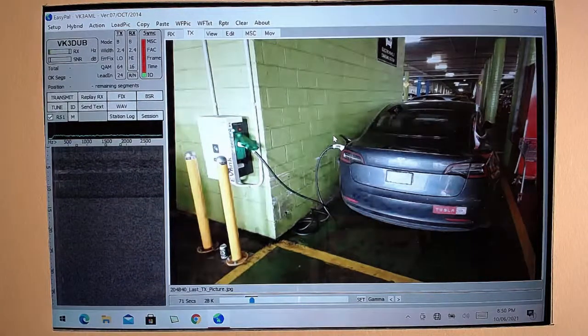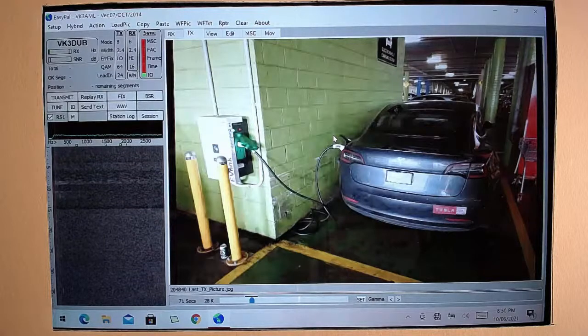Okay, now we're cooking with gas. I've rebooted and it's all okay. VK3 Alpha Mike Lima.